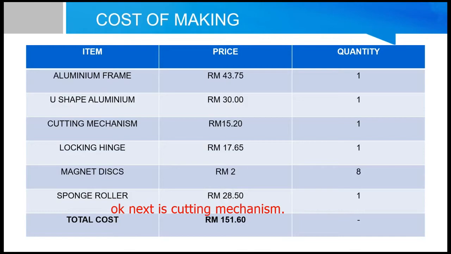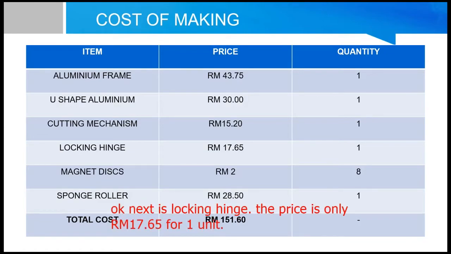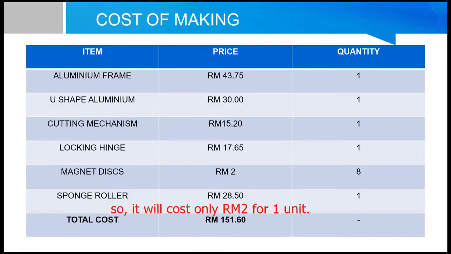Next is the cutting mechanism. This item we will buy for about 15 ringgit and 20 cents for only one unit. Next is the locking hinge. The price is only 70 ringgit and 95 cents for one unit. And then we will buy magnet discs for our project, and this is the cheapest item on the list, so it will cost only 2 ringgit for one unit, but we will need 8 units of this item.